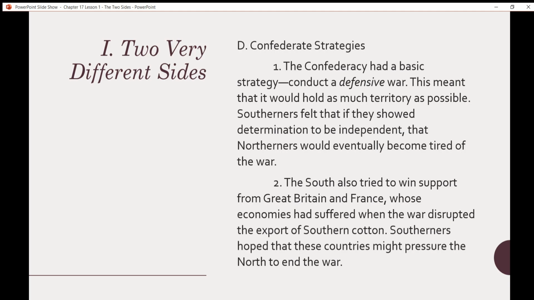So they tried to win support from Great Britain and France, because these countries had suffered in terms of their economies when the war disrupted the export of southern cotton, which was a hugely important good in those countries. Southerners hoped that these countries might pressure the North to end the war, be able to go to the North and say, hey, we're suffering in our economy over here, try to end your war amongst yourselves.